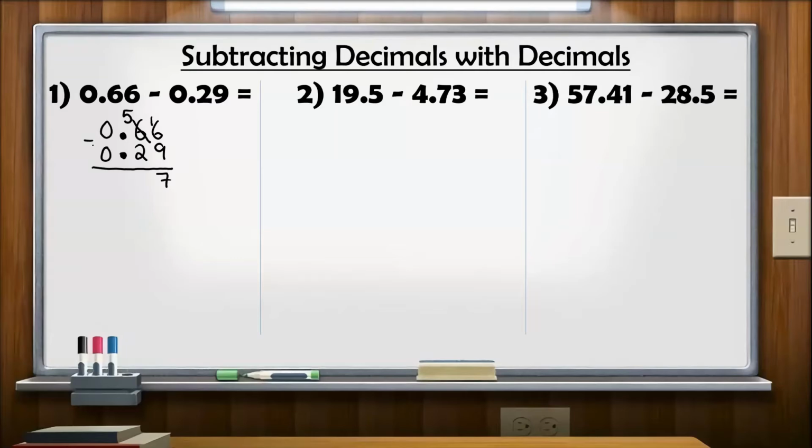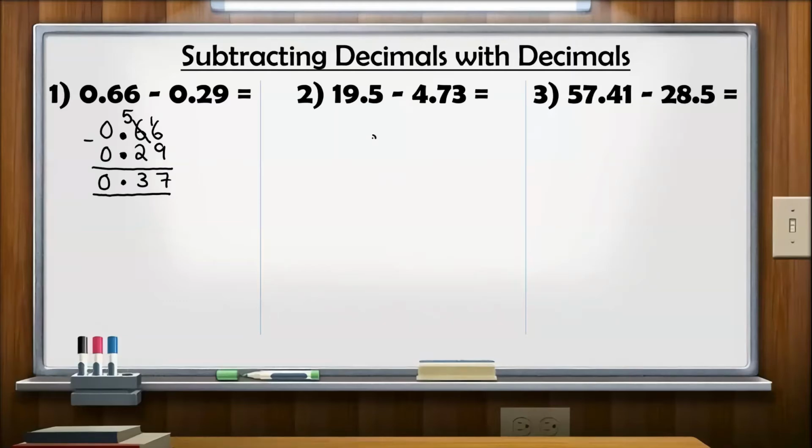5 take away 2 is 3. My decimal point stays where it is, as it does not move in maths. And 0 take away 0 is 0. So the answer to 0.66 take away 0.29 is 0.37.